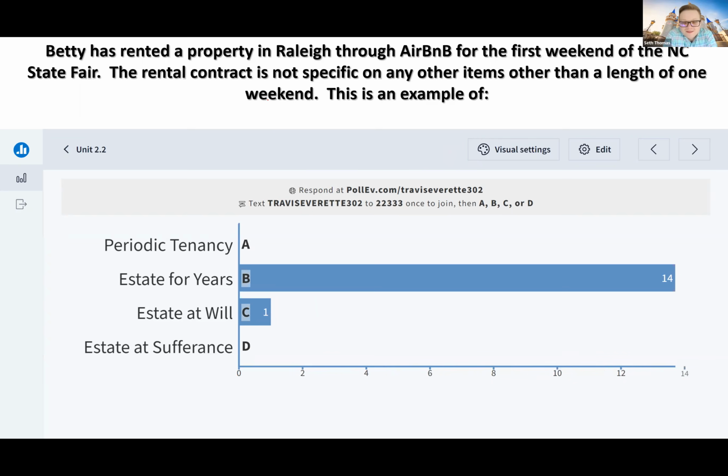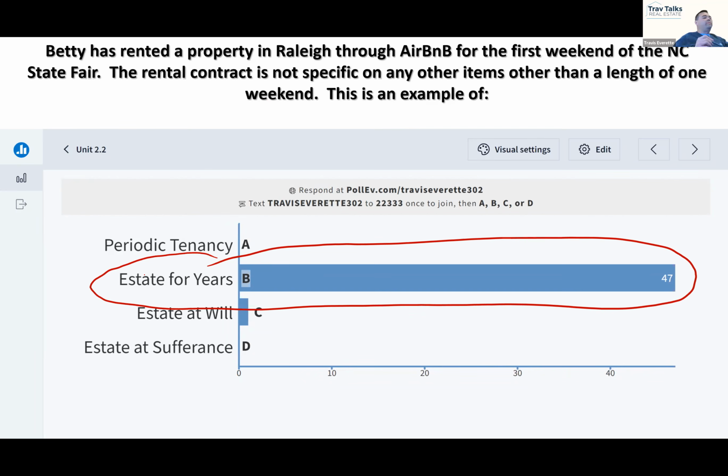Make sure you read the entire thing. Good job. I hope. Good thing it's not B. I like B a lot. This is an estate for years. And so B is the best answer.